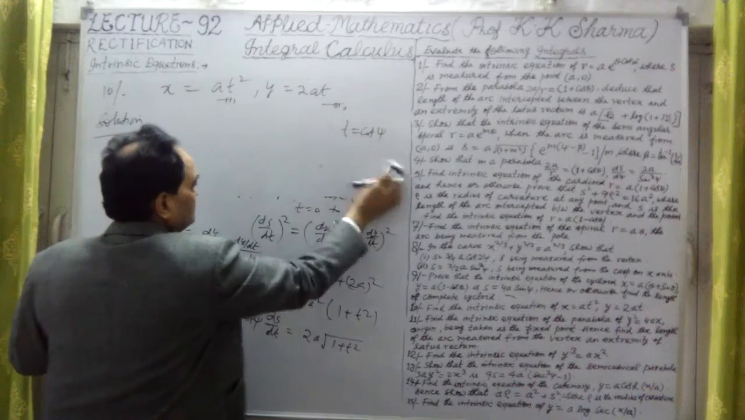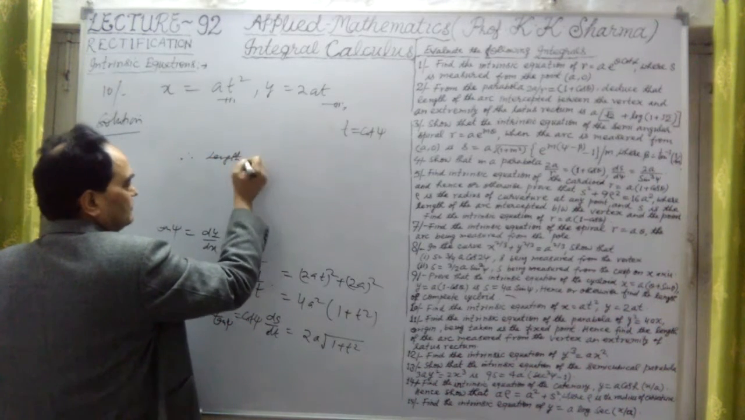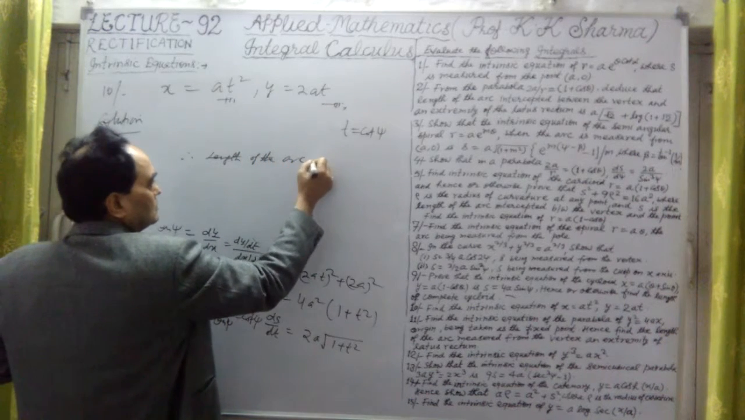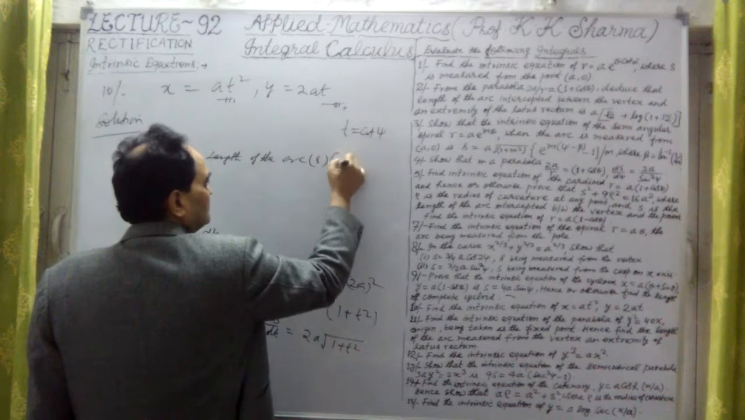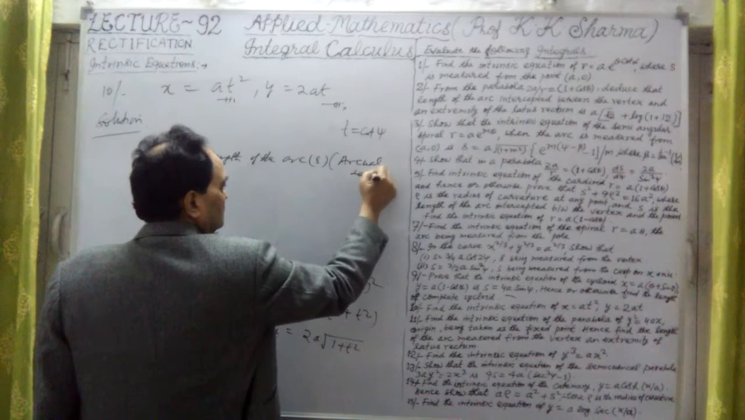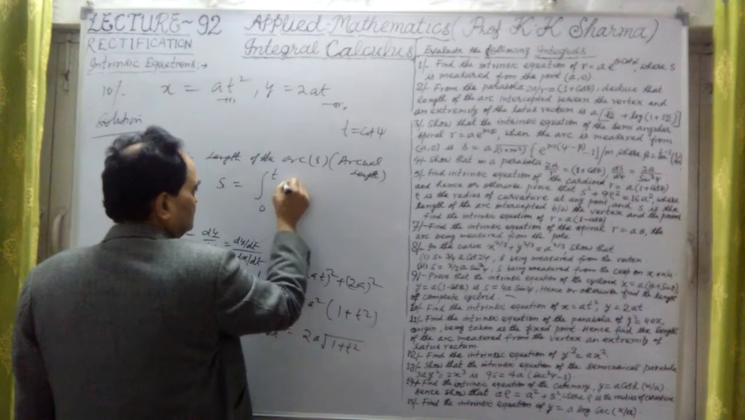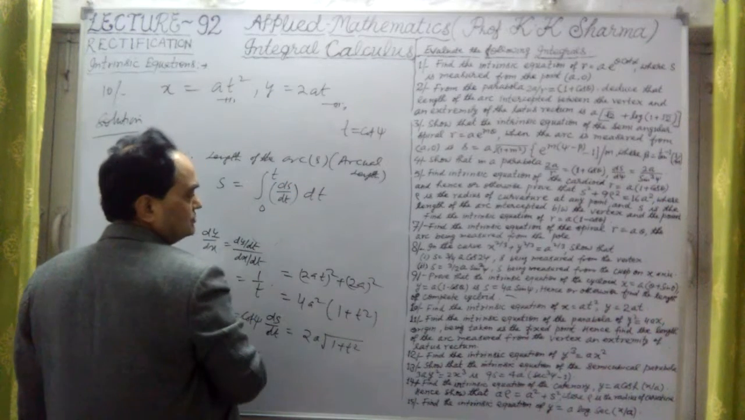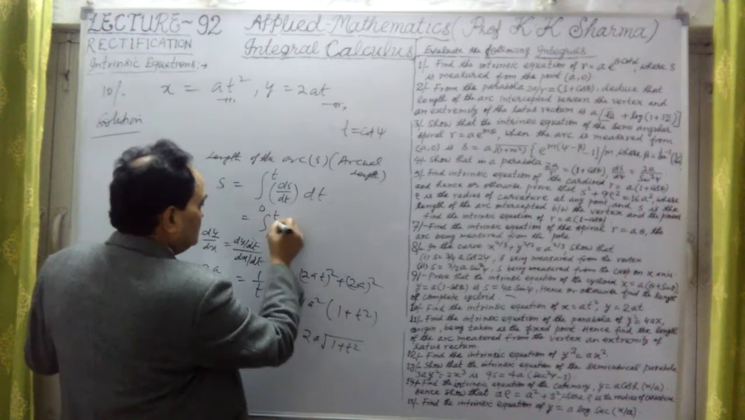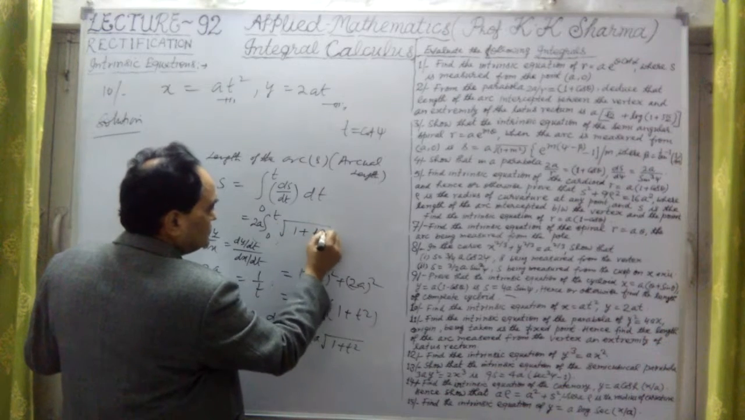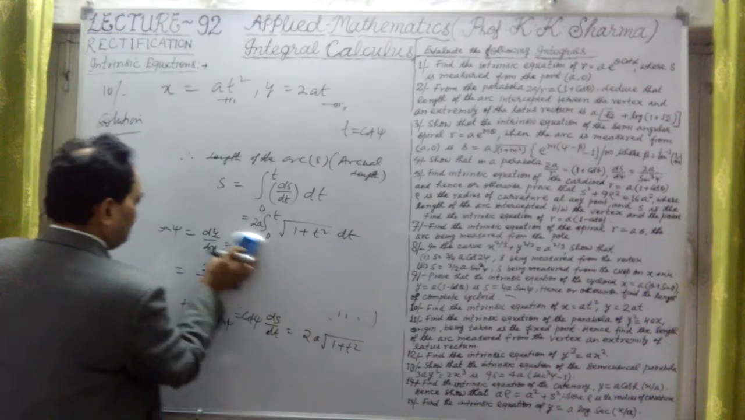Let me now find the length. The length of the arc S is known as the arc length. So S is equal to the integral from 0 to t, as the limits we have taken 0 to t for the general equation, of ds/dt into dt. We have calculated ds/dt as twice a under root 1 plus t square. Taking twice a outside, this is twice a times the integral from 0 to t of under root 1 plus t square into dt. What is the integration of this? We know how to integrate this. Now let me put it here.